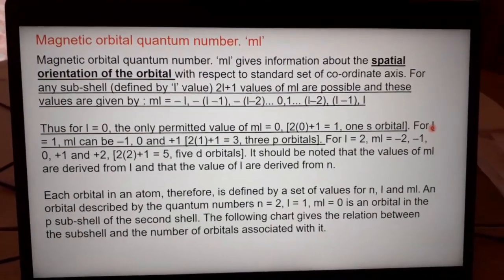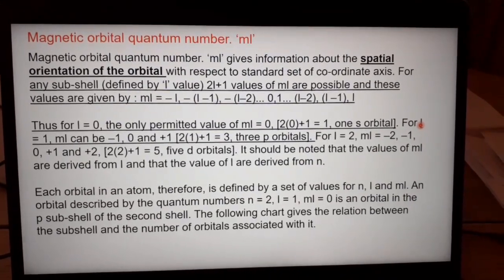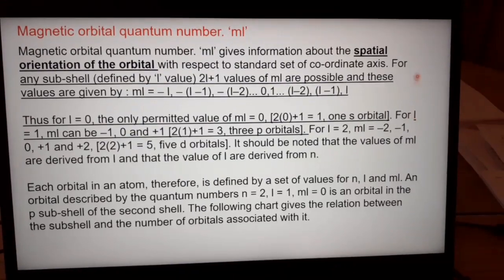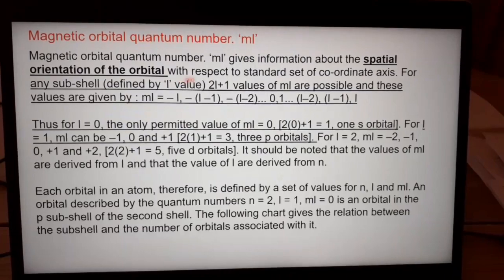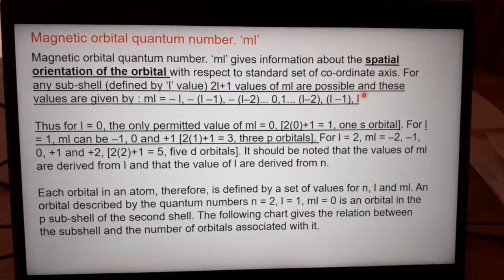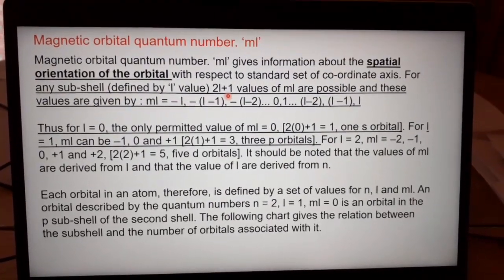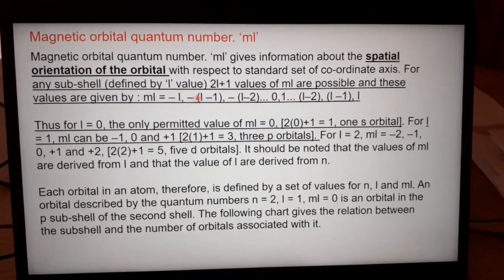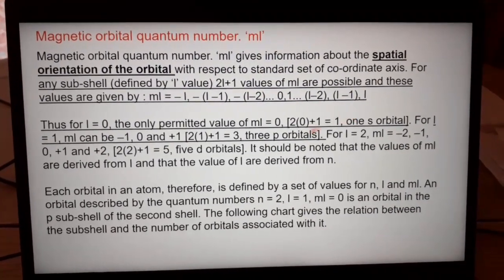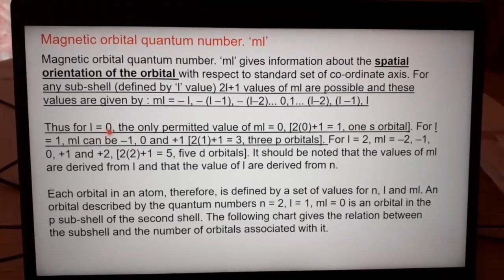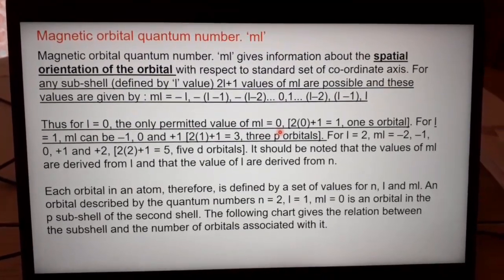Okay, now the magnetic orbital quantum number. The magnetic orbital quantum number ml gives information about the spatial orientation of the orbital with respect to the different coordinate axes. For any subshell, we can find 2l plus 1 values of ml, and ml is designated from minus l to l. Thus, when l is 0, there is only one permitted value of ml, equal to 0.